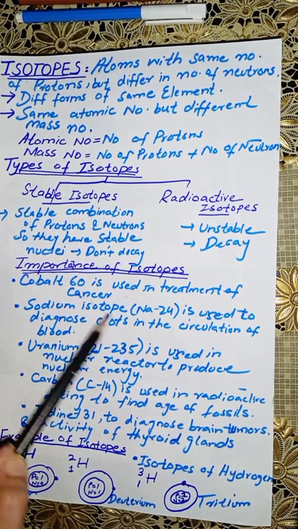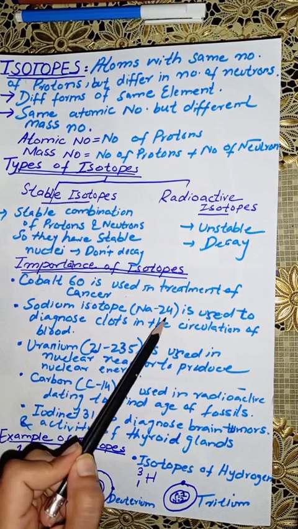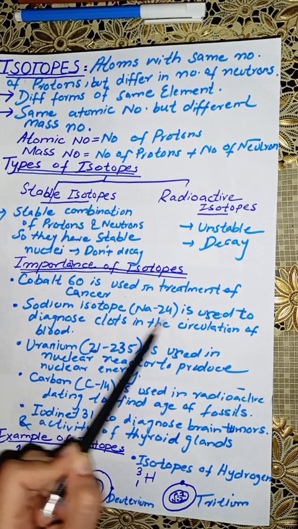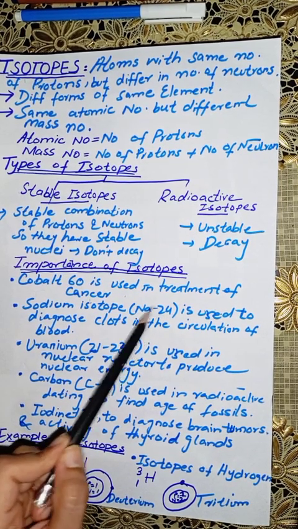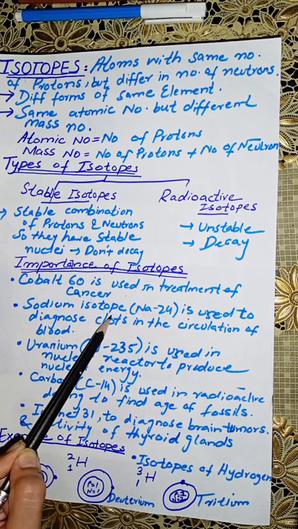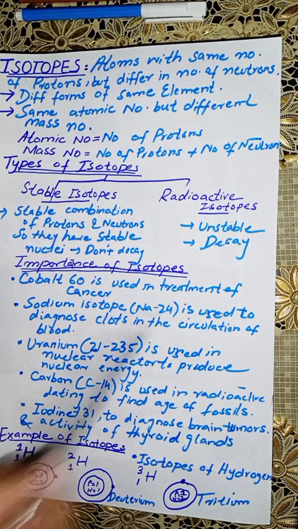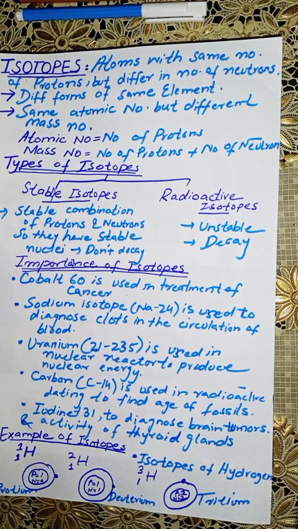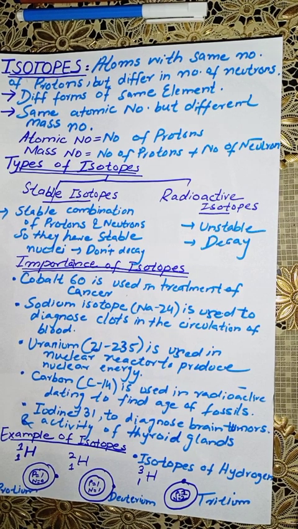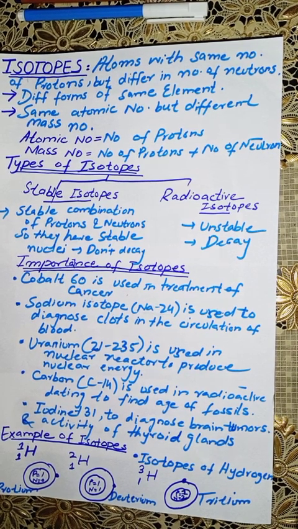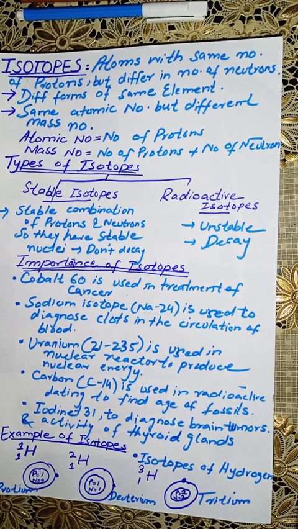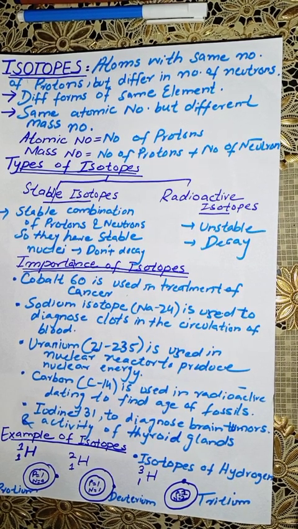Next, the isotope of sodium, Na-24. Normal sodium has atomic mass 23, so as its isotope, its atomic mass is 24. Sodium isotope is used to diagnose clots in the circulation of blood, as well as to detect and study the blood circulatory system.